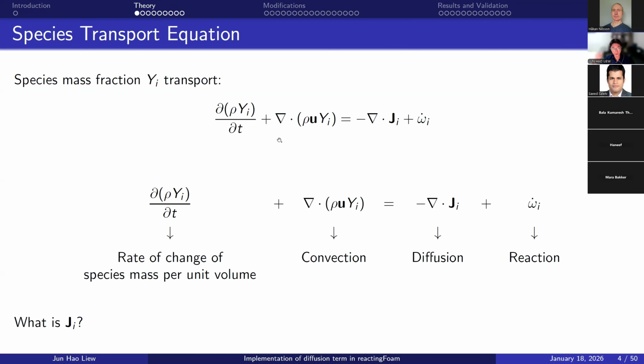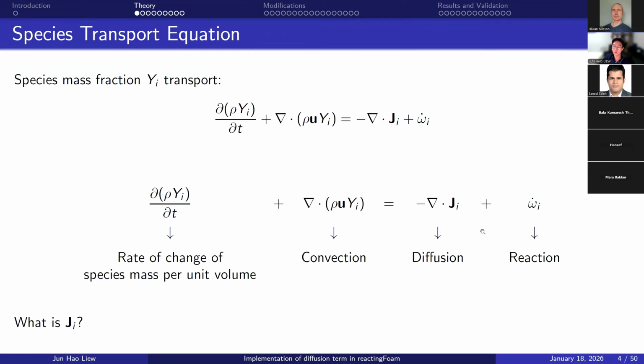First of all, the species transport equation. This is a fundamental conservation law for species mass derived from first principles. If you break it down, it's quite easy to understand. The first term is the rate of change of the species mass, the second term is the convection, and then we have the diffusion and finally the reaction.